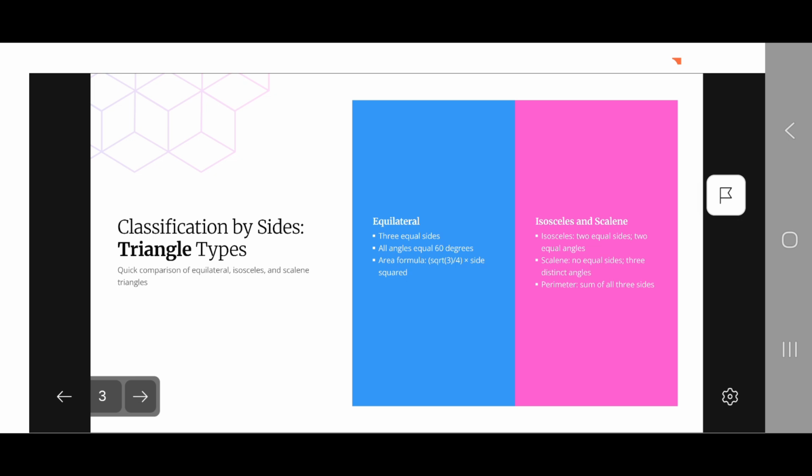So it also talks about classification by sides, triangle types. It's a quick comparison of equilateral, isosceles, and scalene triangles. So, speaking of them, we're going to do an example of them. Okay, I'll do blue. Okay, so equilateral is 3 equal sides.